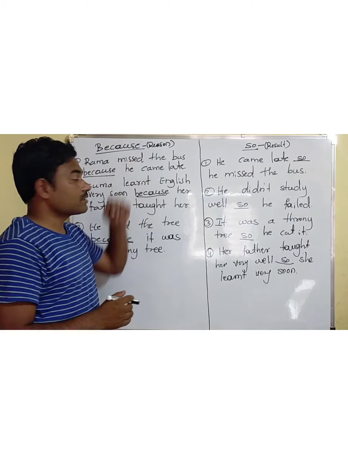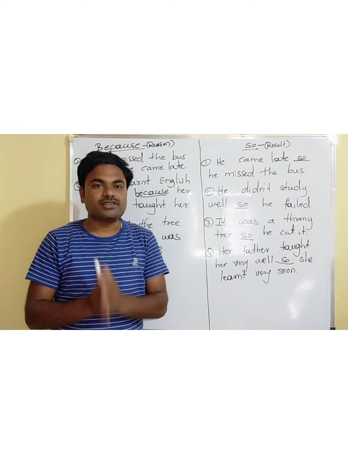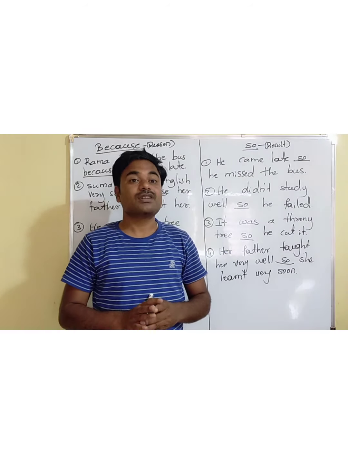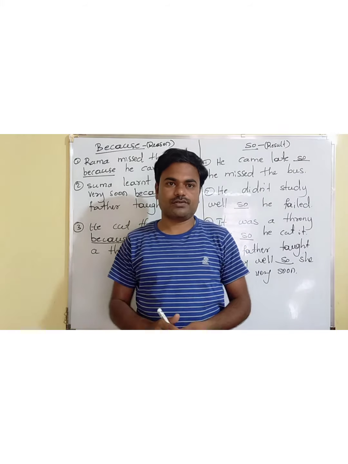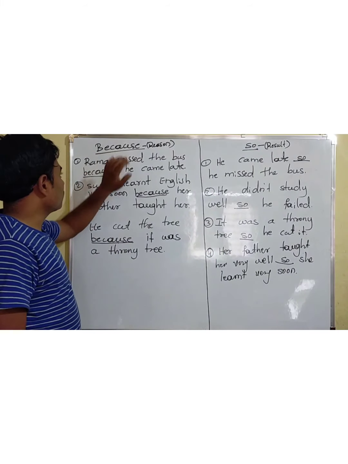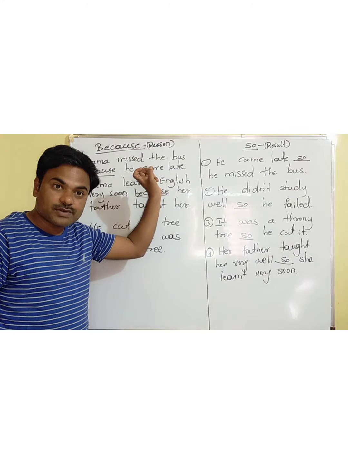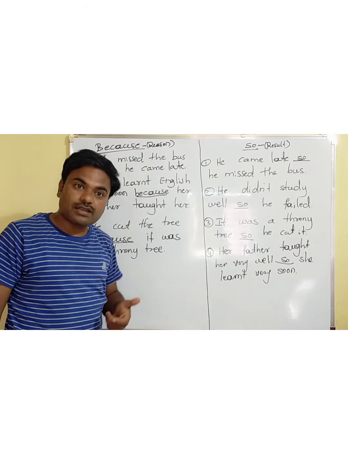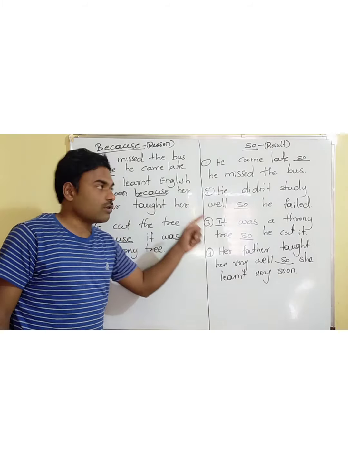So because describes the reason of an action; because denotes reason, so denotes result. When we talk about result, we use so. When we talk about reason, we use because. So this is the difference between because and so. When we use because, Rama missed the bus. Why did he miss the bus? When we ask the question why, the answer is a reason, and that time we use because he came late.